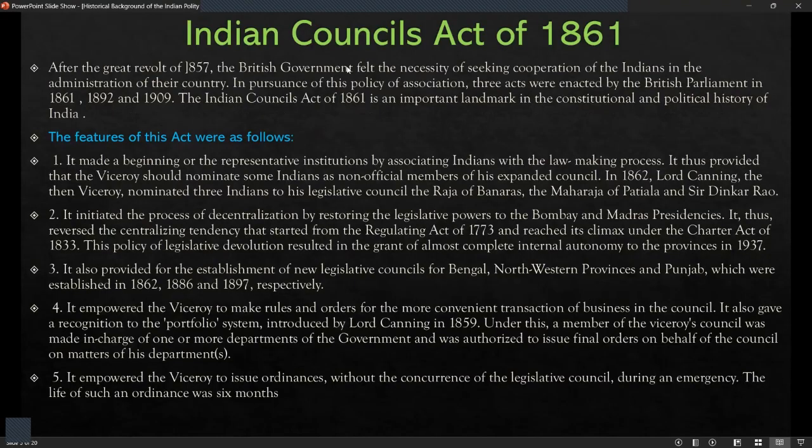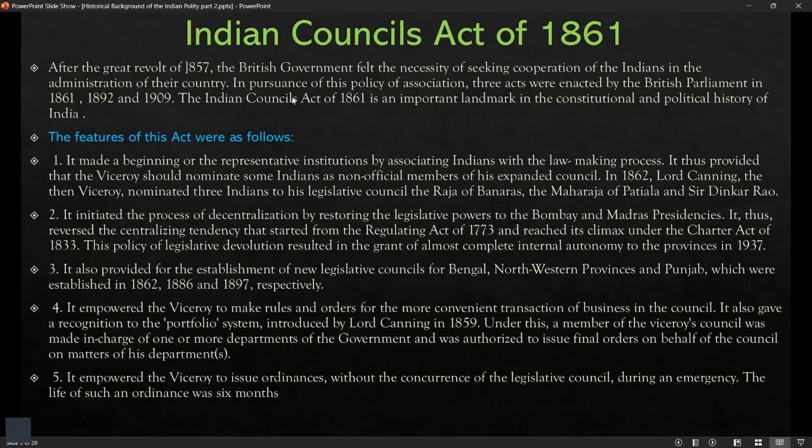Then comes the Indian Councils Act of 1861. After the Great Revolt of 1857, the British government felt the necessity of seeking the cooperation of Indians in the administration of their country. After this huge revolt, in which a lot of people took part to gain independence, the British felt the necessity of giving cooperation or participation to the Indians as well, so that they could run their own country.